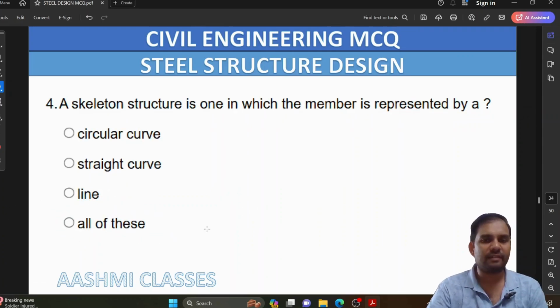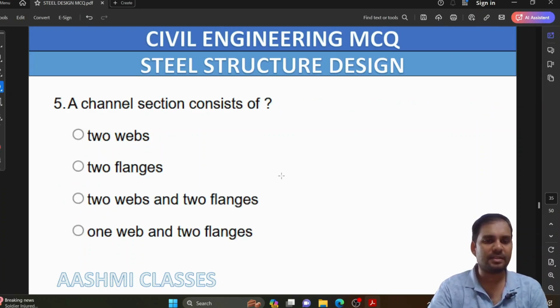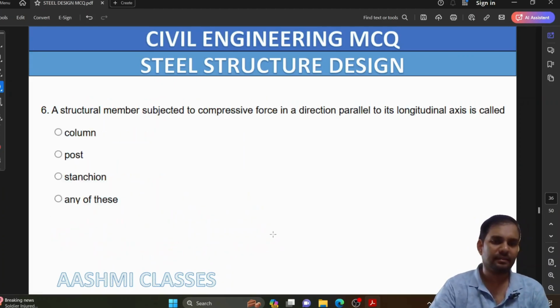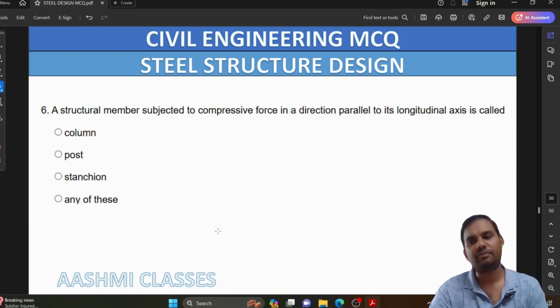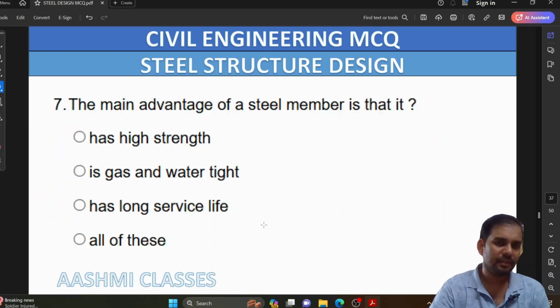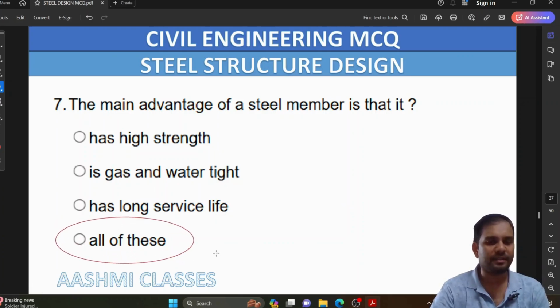A skeleton structure is one in which the member is represented by a line. A channel section consists of one web and two flanges. The structural member subjected to compressive force in a direction parallel to its longitudinal axis is called column, post, stanchion, any of these. The main advantage of steel member is that it has high strength, correct, is gas and watertight, correct, has a long service life, all of this.